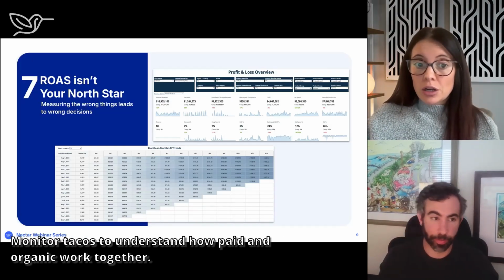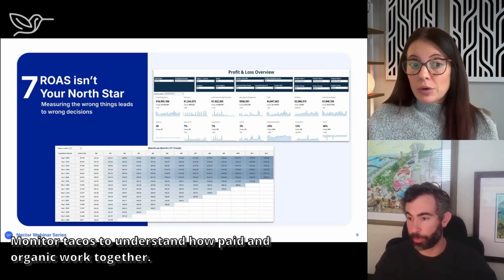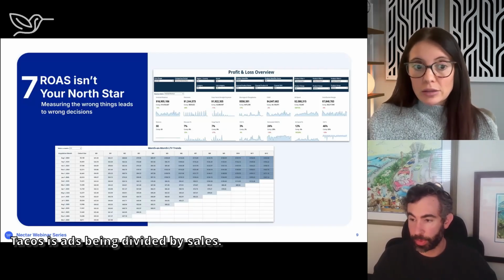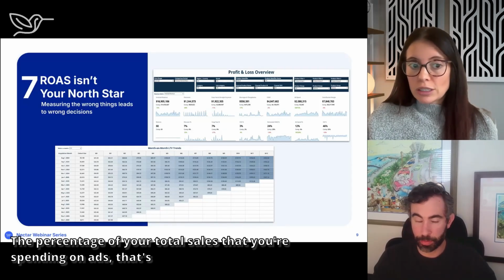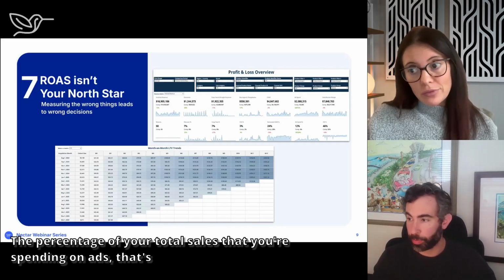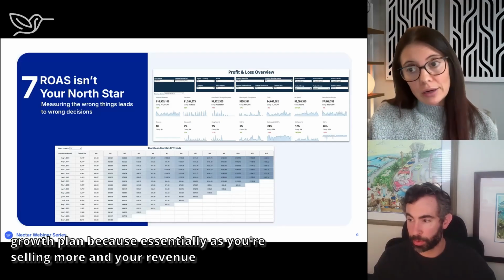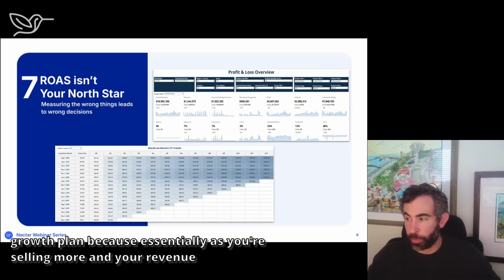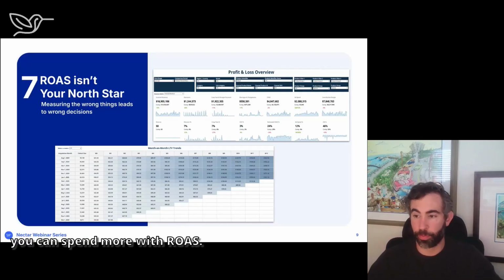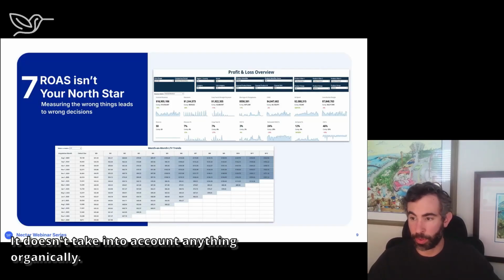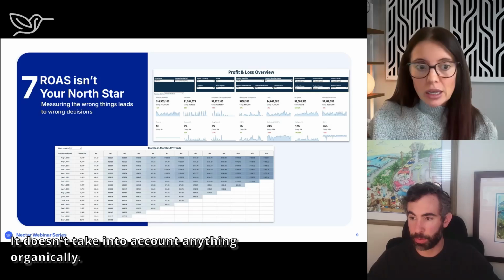Monitor TACOS to understand how paid and organic work together. TACOS is ad spend divided by sales, so the percentage of your total sales that you're spending on ads. That's more of a scalable growth plan, because essentially as you're selling more and your revenue is growing, you can spend more. With ROAS, it doesn't take into account anything organically.